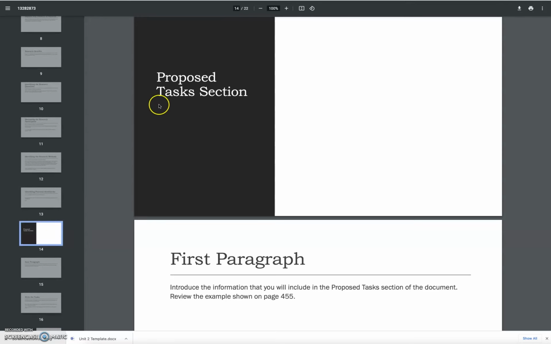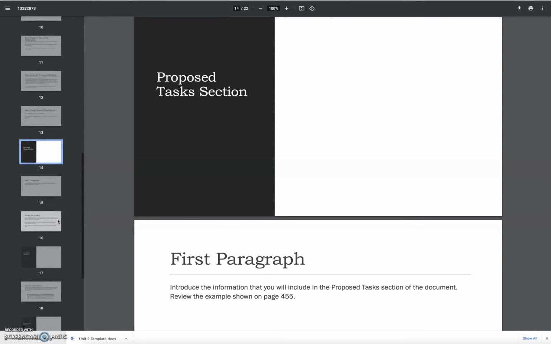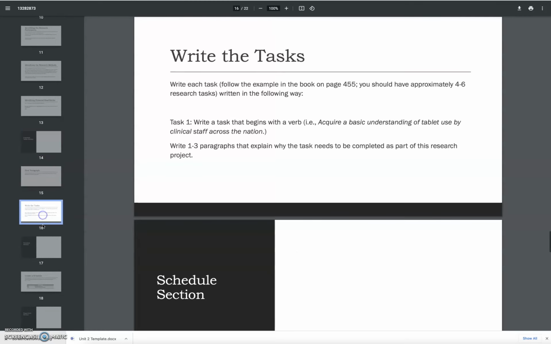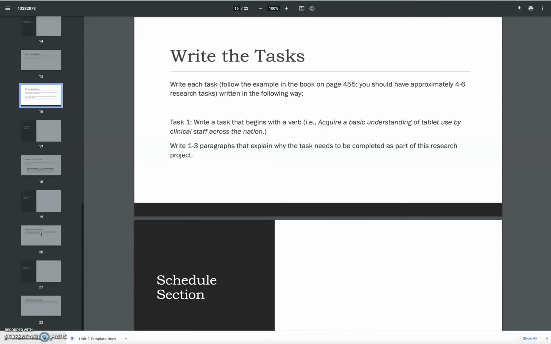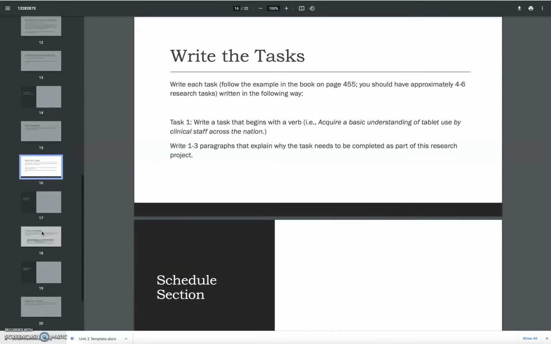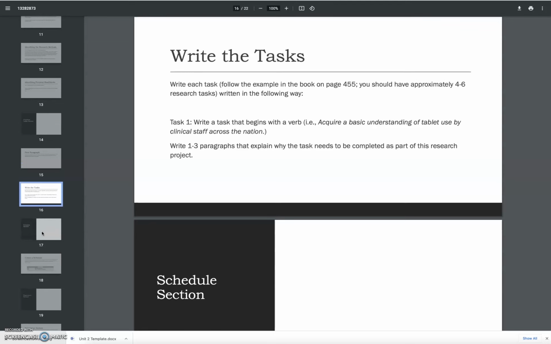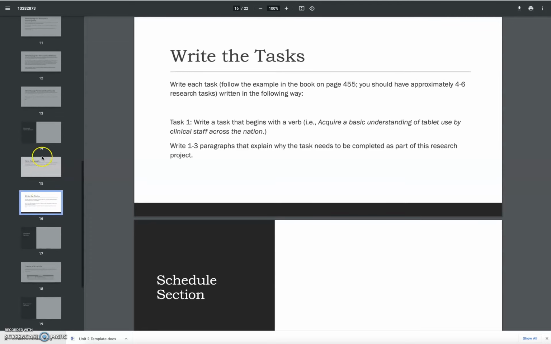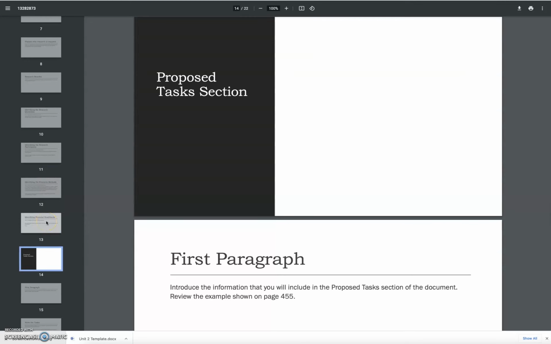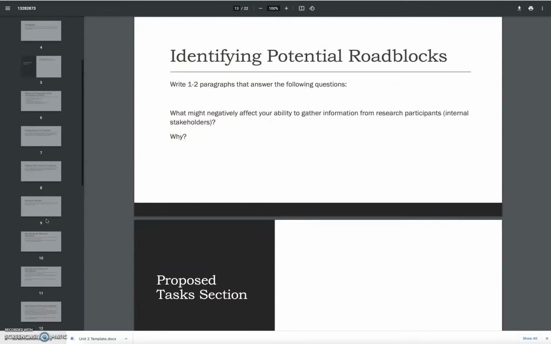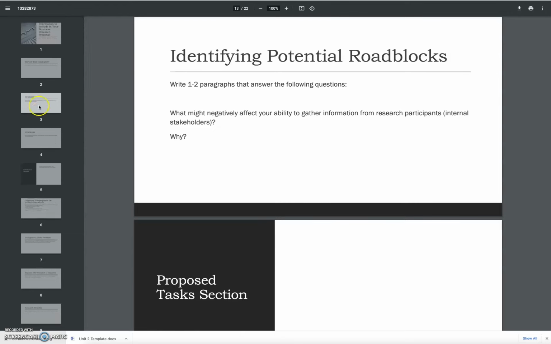Next, we'll talk about the proposed tasks section. You are free to obviously read these other slides, go through and see what they're talking about, what I'm asking about. Use the outline and the template to write the rest of this. But for the first part of the assignment, your draft, you're only going to write the content that is required and discussed on slides 2 through 13.